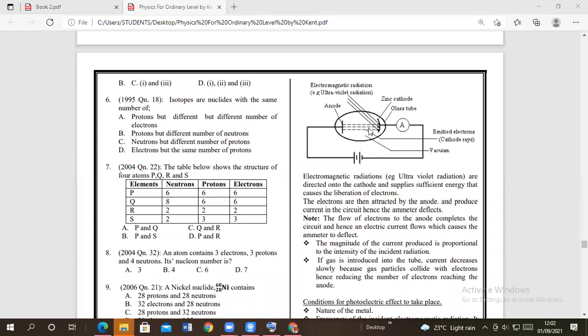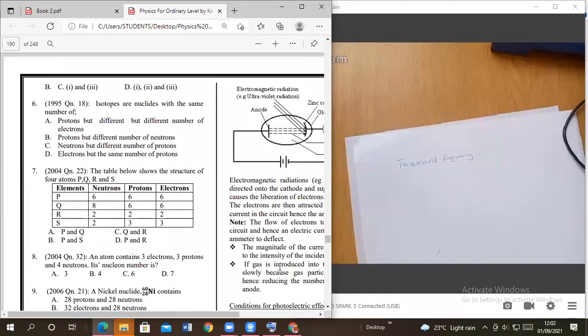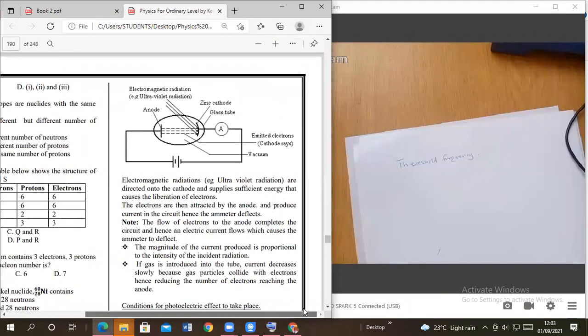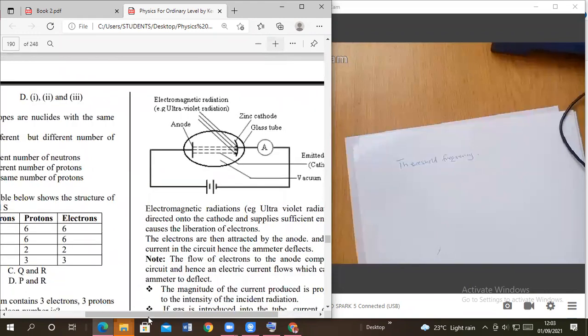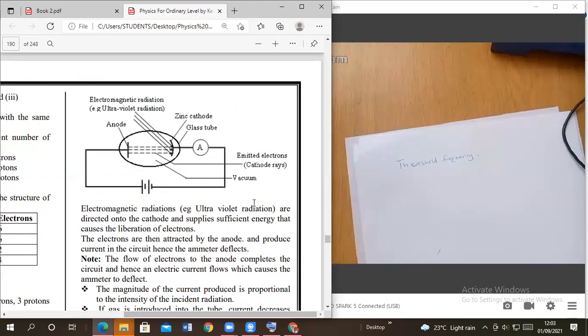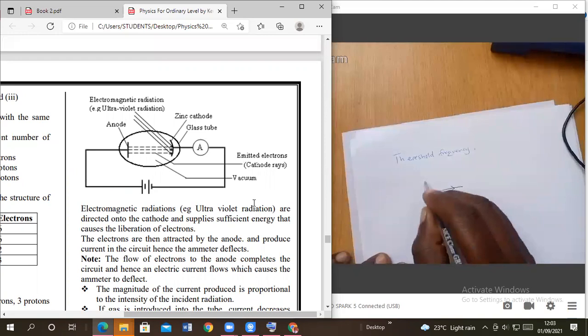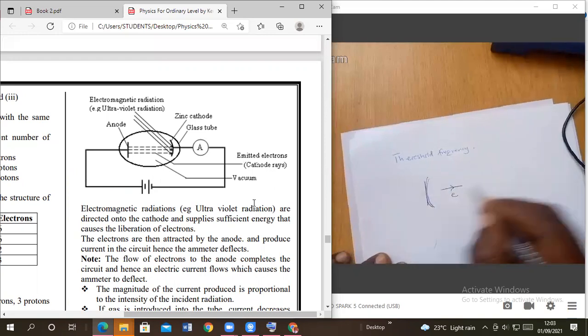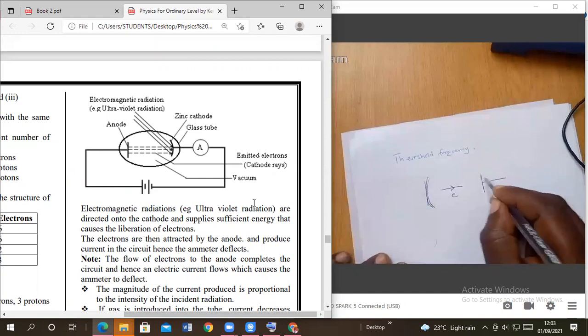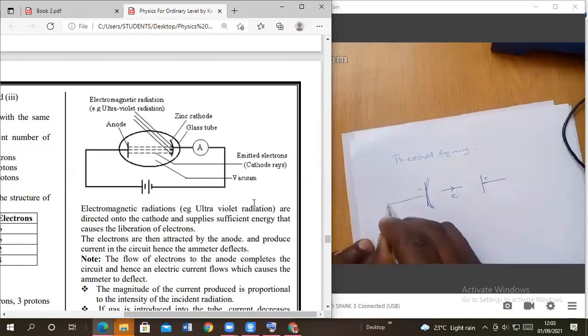And whenever we have electrons flowing from the cathode to the anode, there will be a current generated in the circuit, and this current flows in the opposite direction to the direction of electrons. So this is what I'm saying, that if electrons are moving in this direction, let's say this was the cathode, and this was the anode. The anode is positive, the cathode is negative.